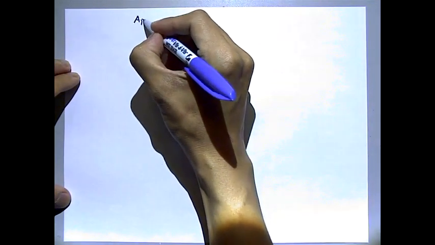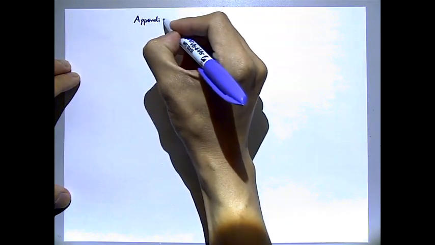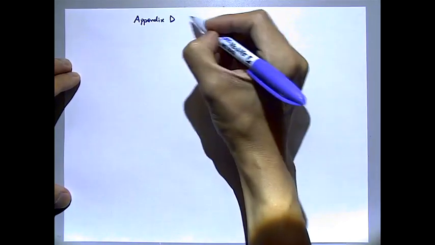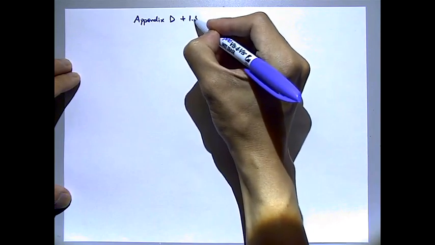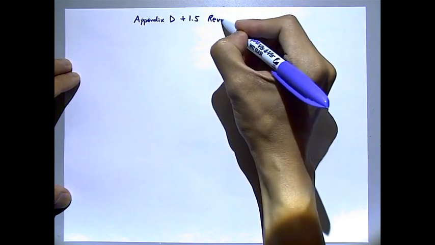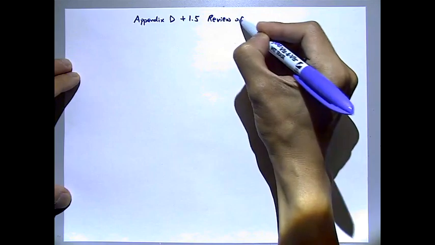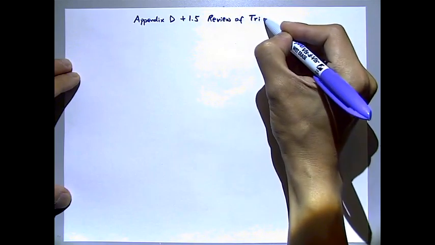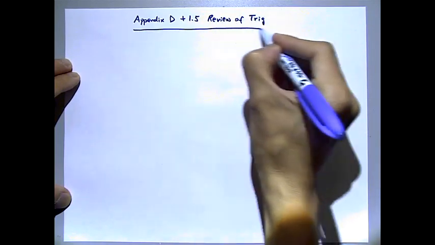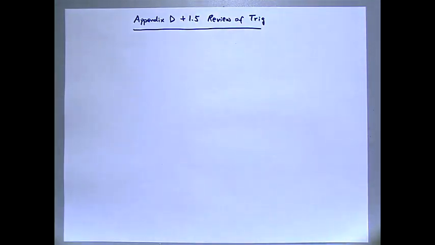Okay, so today we're going to do a little bit of review on trig. So we'll be looking at, in the textbook, Appendix D and parts of Section 1.5. Next Monday, we'll look at the derivative of trig functions, but before that, let's just do a one-day review on trig.